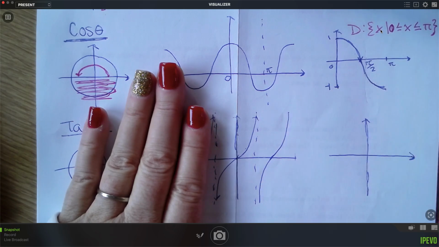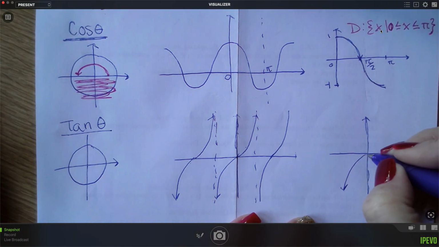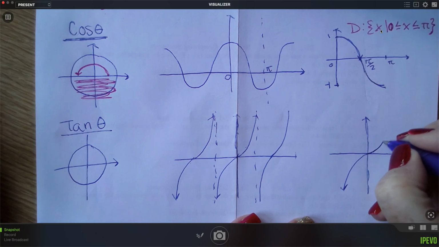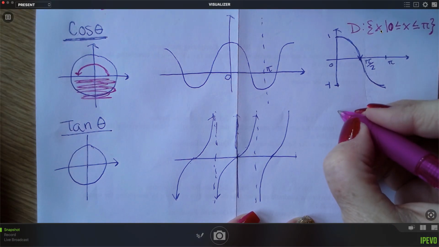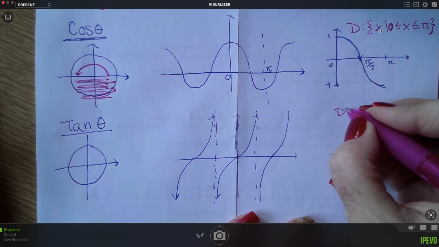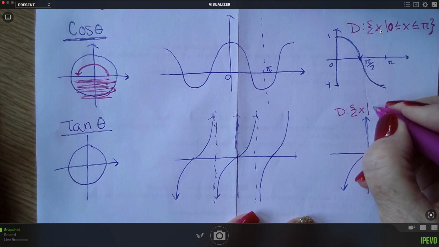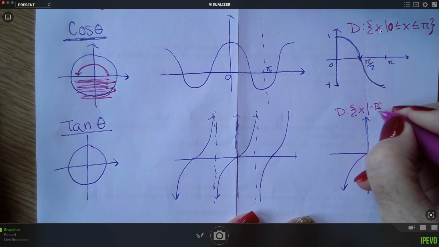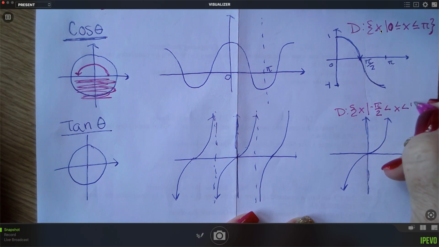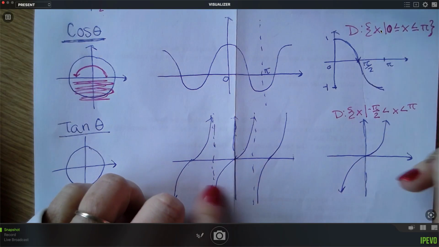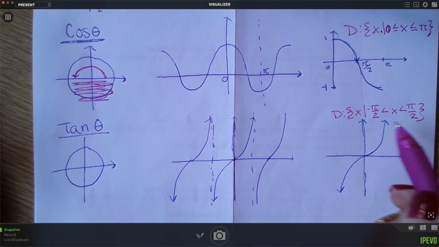Where's that between? Negative pi over 2 and pi over 2. So all we're going to see is the same as what? Sine? But there's one thing different. It's not equal to. Why not? What is pi over 2 and negative pi over 2 for tangent? They're asymptotes. Can I be equal to an asymptote? No. So the only thing different is that it's just not equal to.